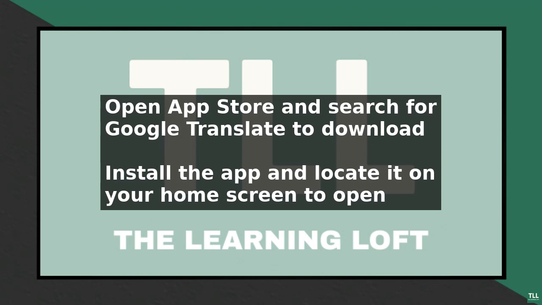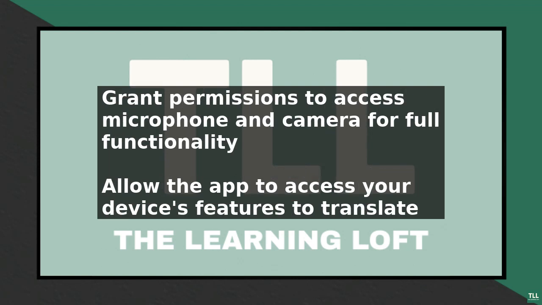You will be prompted to allow Google Translate to access your microphone and camera. Grant these permissions to enable the app's full functionality. After granting permissions, you will see the Google Translate home screen. Tap on the language you want to translate from into. You can choose from over 100 languages, including popular ones like Spanish, French, and Chinese.